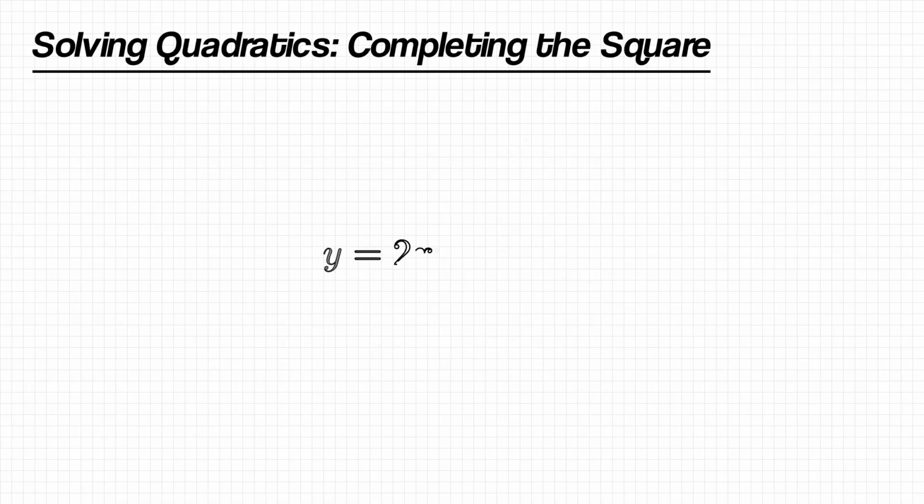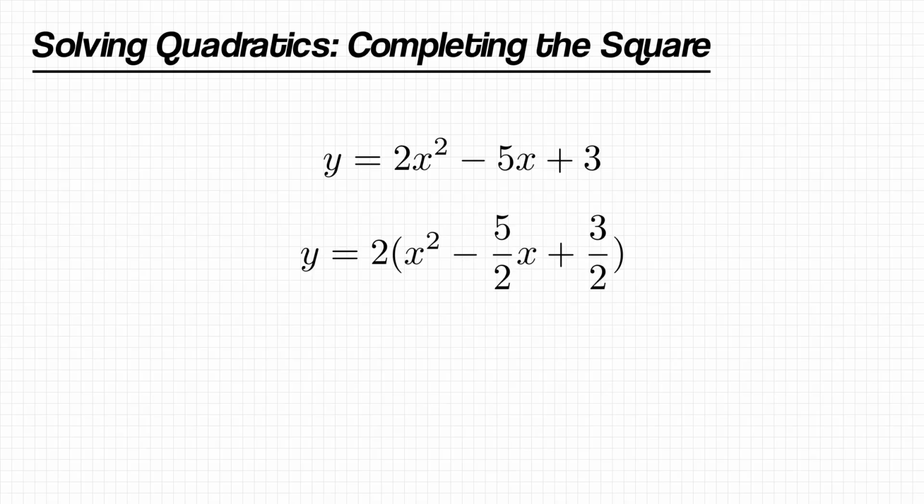We also need to be able to complete the square when the coefficient of x squared is not 1. Let's take the example y equals 2x squared minus 5x plus 3. When the coefficient of x squared is not 1, we need to first take it out as a factor. Now we can repeat the steps from the previous example.